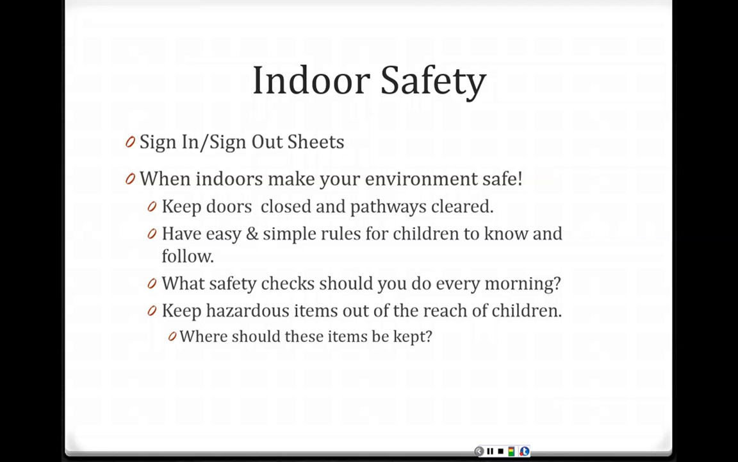We want to keep hazards also out of the reach of the children. Hazards are any items that can hurt them, from chemicals to scissors. And we want to make sure that these items are kept under lock and key. Our indoor safety slide asks, where should these items be kept? Under lock and key. And all containers shall be labeled with the name of the substance or the material that is contained within there. We have an article attached to this. How safe is your classroom? Identifying hazards before accidents happen. You need to be sure and read that and think about your individual classroom as you're starting in your new position.